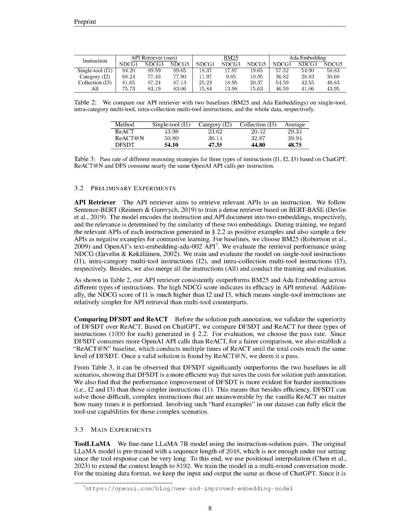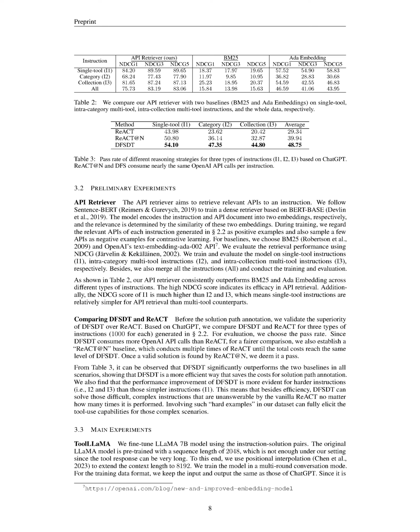Next, we compared DFSDT and React before the solution path annotation. Using ChatGPT, we compared DFSDT and React for three types of instructions, with 1,000 examples for each. We used the pass rate for evaluation. Since DFSDT uses more OpenAI API calls than React, we created a React@N baseline for a fair comparison. This baseline performs React multiple times until the total costs match those of DFSDT. If React@N finds a valid solution, we consider it a pass.